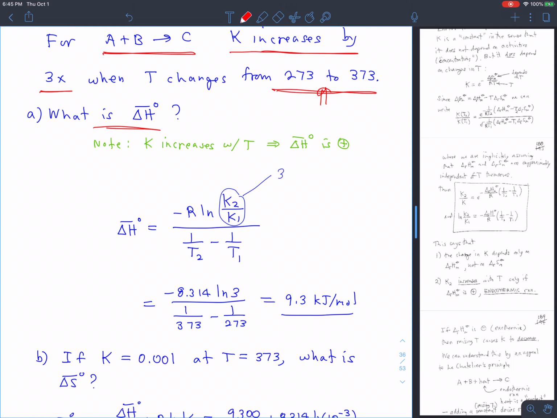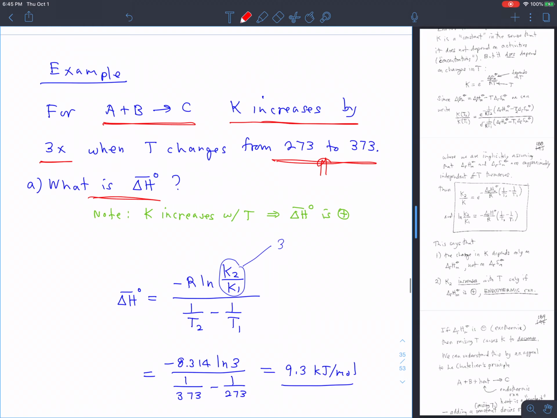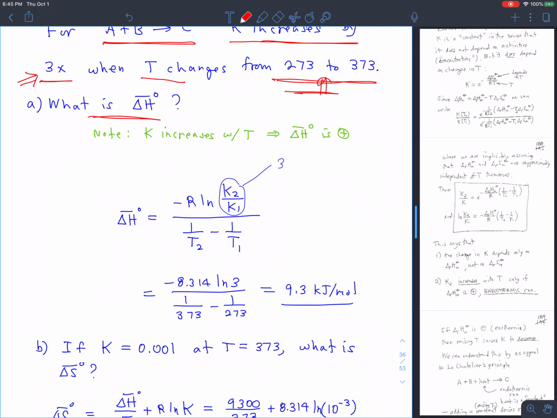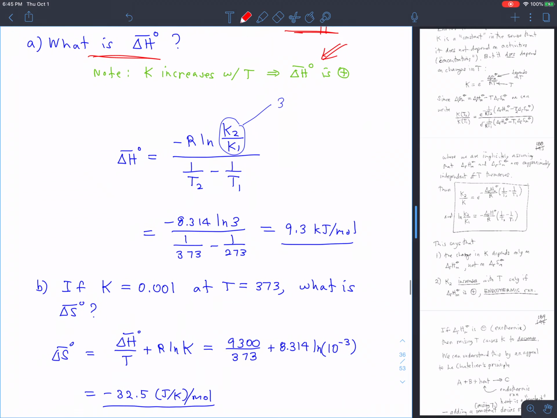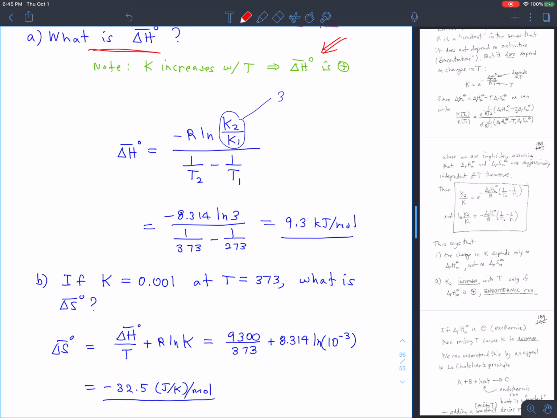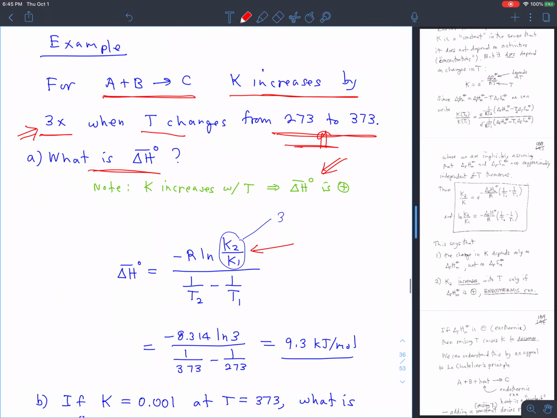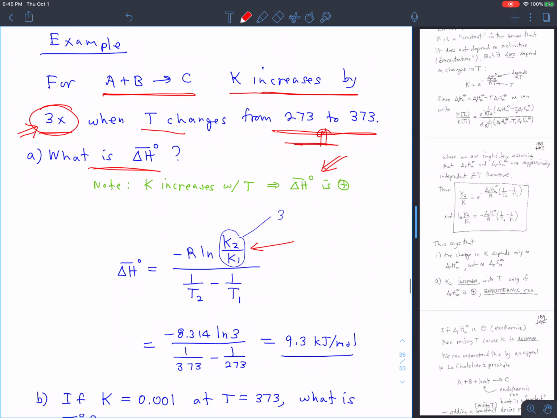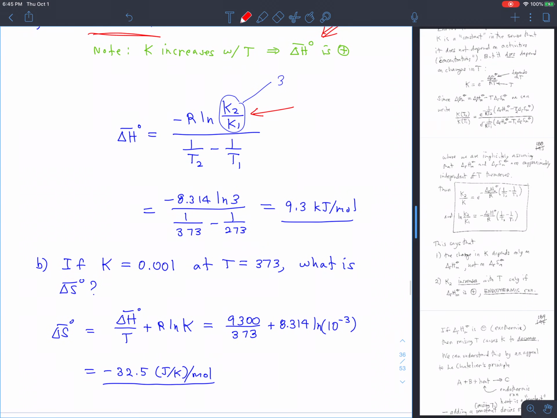All right, so what is delta H, first of all? The K actually increases in this case when the temperature also increased. And so that means we know right away that we're going to get a positive value for delta H. It has to be an endothermic reaction because the K increased. It turns out we don't actually need to know K1 or K2 by themselves. It's enough just to know the ratio. So knowing that it increased by a factor of 3, that's good enough. That's all we need to know.